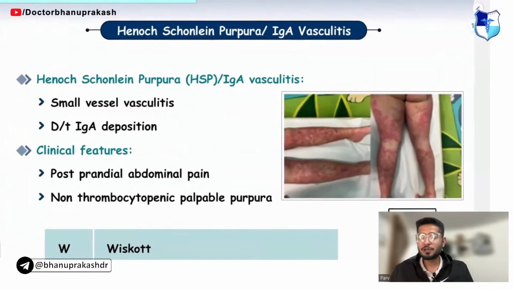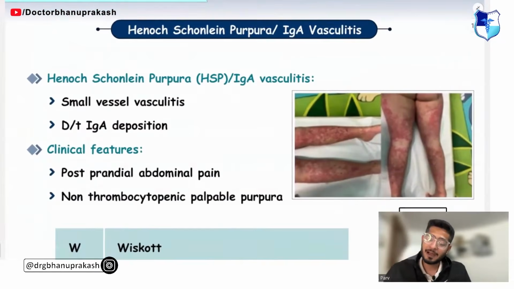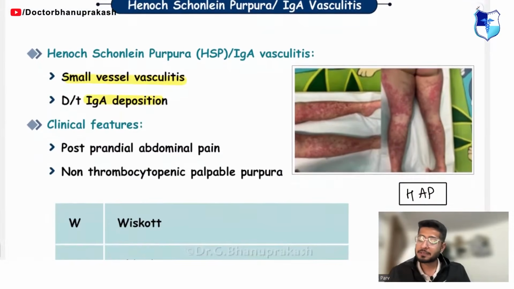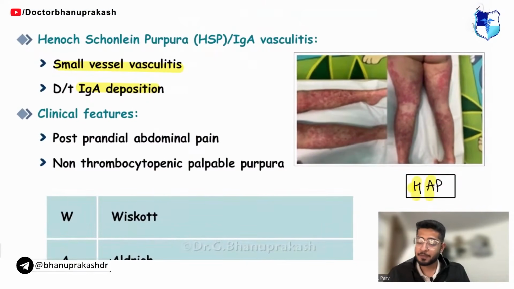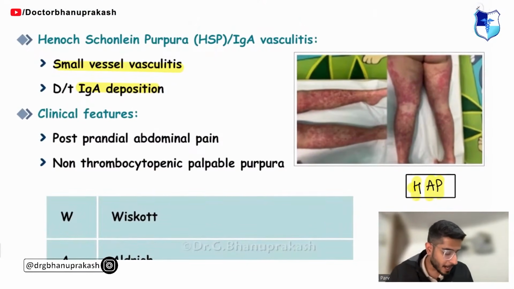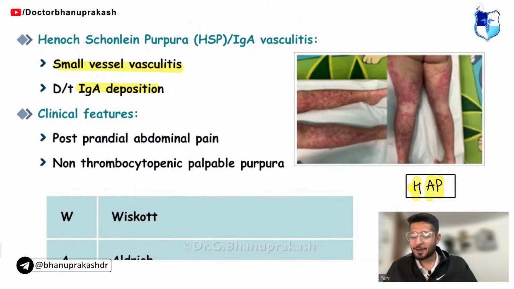Coming on to the Henoch-Schonlein purpura or IgA vasculitis. See, IgA nephritis is Berger's disease. IgA vasculitis is Henoch-Schonlein purpura. So what questions will they ask? This is because of IgA deposition, small vessel vasculitis, and you have to understand the mnemonic of HAP, HUP. Okay, HUP. So HUP is the mnemonic.